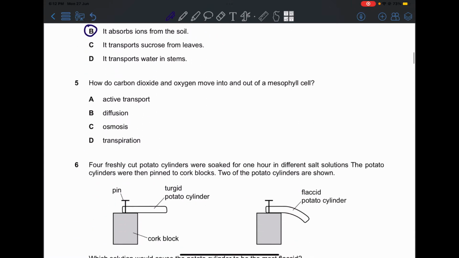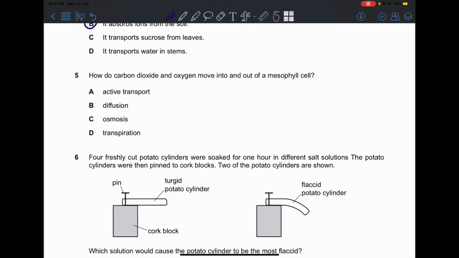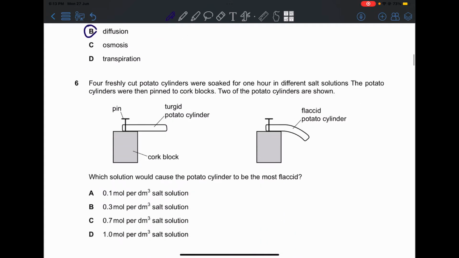So B is going to be our answer. Number 5, how do carbon dioxide and oxygen move into and out of a mesophyll cell? Now we know that any gas, like oxygen or carbon dioxide, will move by diffusion, so our answer is going to be B, diffusion.